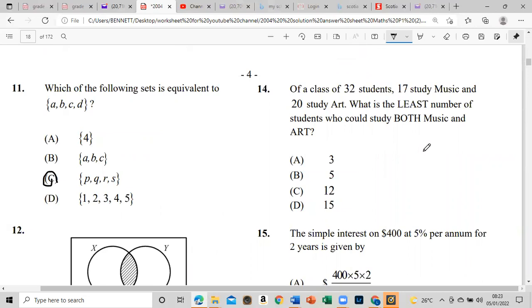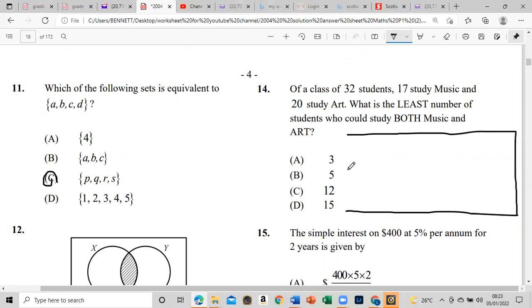Out of a class of 32 students, 17 study music and 20 study art. What is the least number of students who could study both? I could just draw a Venn diagram for this. So 32 inside, can't be outside 32. So music, and this is art. This is 20. I'll put it by the outside. This is 17 and this is 20, right?